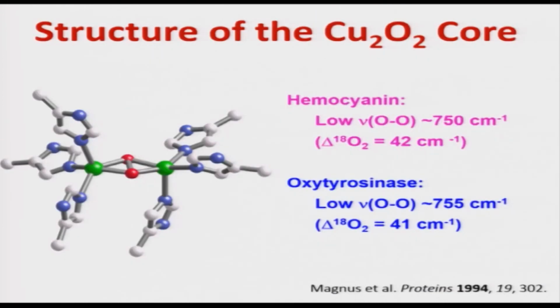Now, the structure of the Cu2O2 core is shown over here, and you can see this O-O stretch, which is very similar to the stretch observed in hemocyanin. In hemocyanin it was 750 centimeter inverse, in oxytyrosinase it is around 755 centimeter inverse, which suggests that it is the O2 2 minus peroxide state.